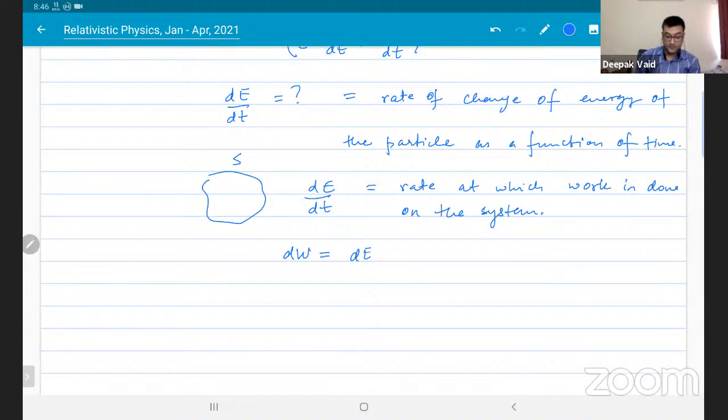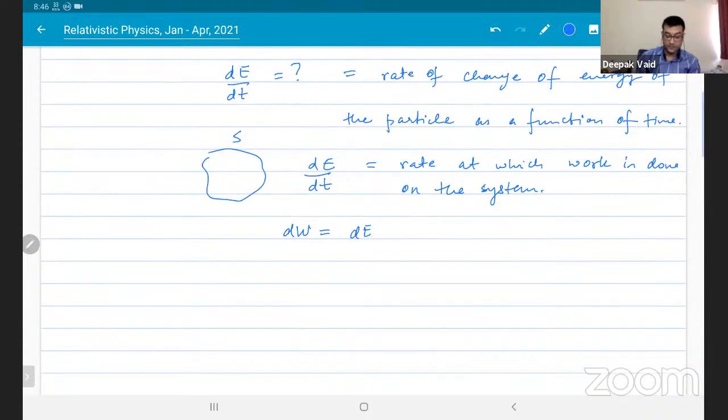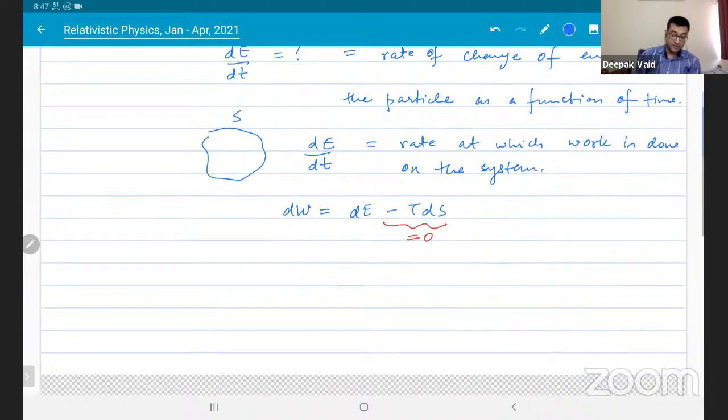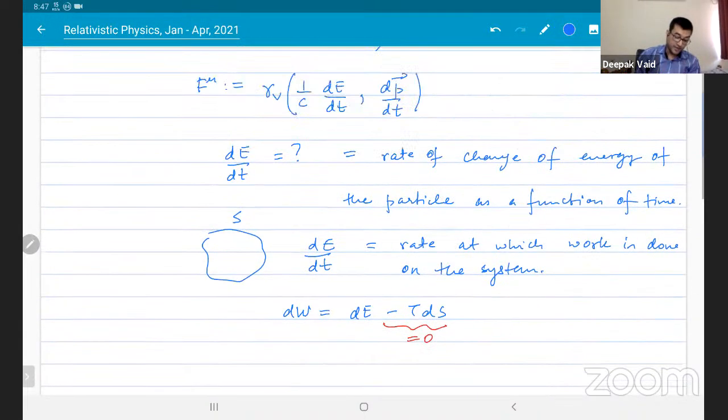Well, if you're talking about a thermodynamic system, then you will also get a TDS term, but we won't worry about this for the time being. Set this to 0. Right? So we can write this quantity as gamma V, the rate at which work is done. So it's like the power. And what is dP by dt? dP by dt is just the normal definition, the Newtonian definition of the force on the particle.